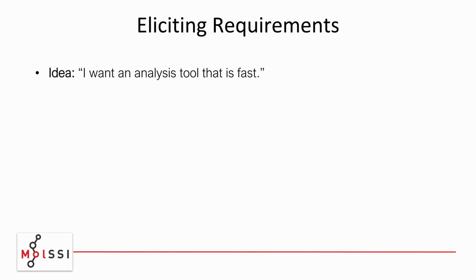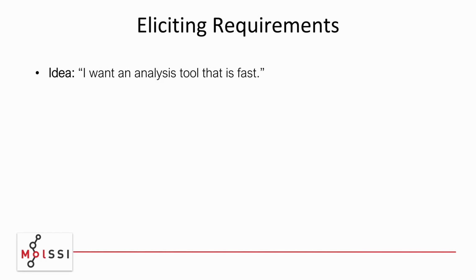So as an example, we have an idea such as, I want an analysis tool that is fast. Usually, when you see these ideas or concepts, they're not showing up in the shape of a requirement. They're going to show up as a vague idea or a goal that someone has. And your job, if you're trying to develop requirements, is to take this and convert it down into a specific, testable requirement. So how do we go from this?